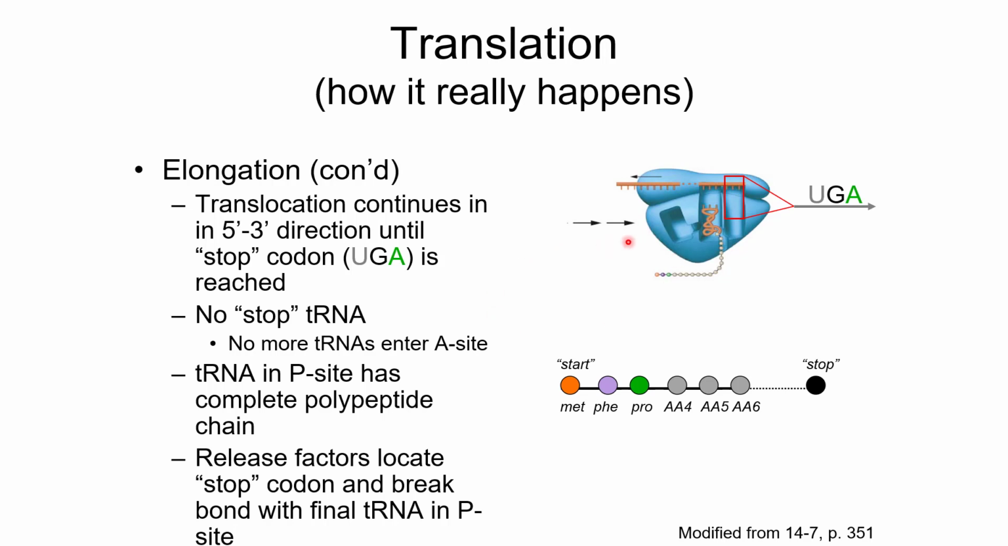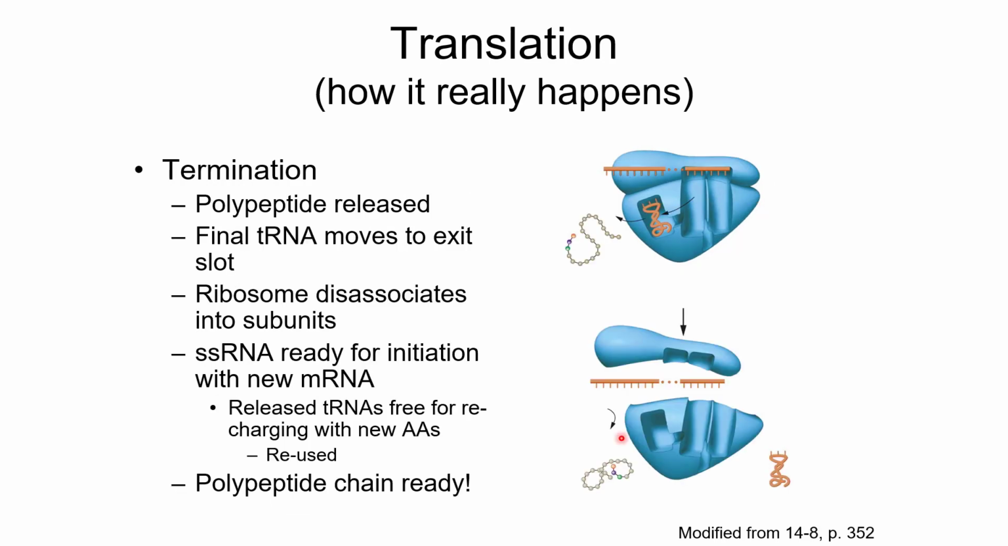So the tRNA in the P site has a complete polypeptide chain, and then we have what are called release factors that come and break the final bond on our P site, and it releases this polypeptide. So we break this bond right here, and the polypeptide is released out of the ribosome. The final tRNA moves into the exit slot. The ribosome disassociates itself from each other, and it's ready to start initiation all over again with another mRNA.